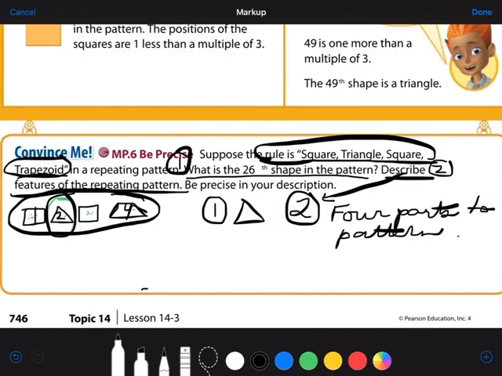There's no odd or even here. There's no increasing or decreasing because these are shape patterns, not number patterns. We have to get pretty creative. What's another thing we could say? What did we say about that trapezoid?